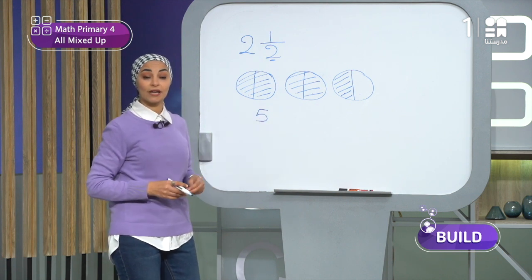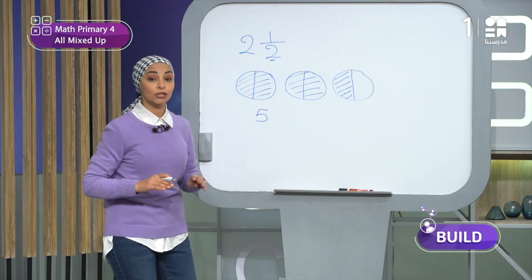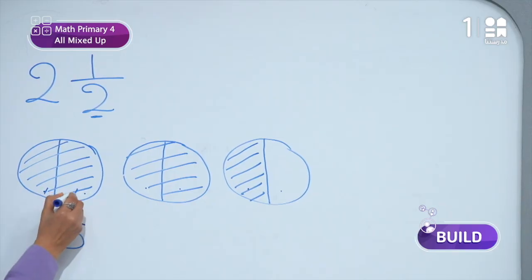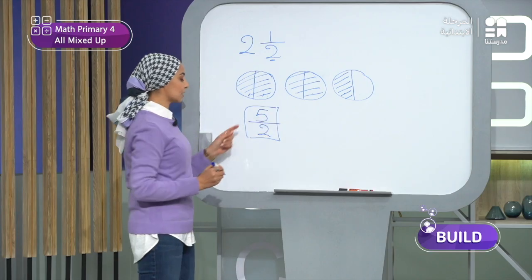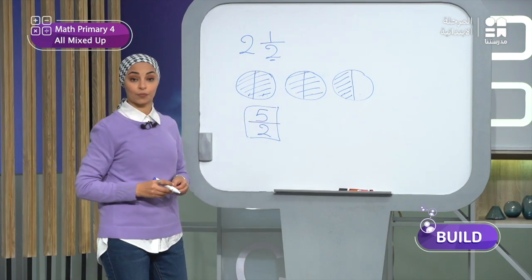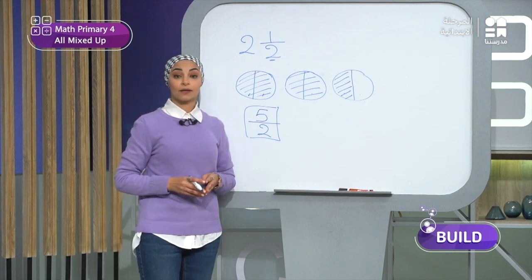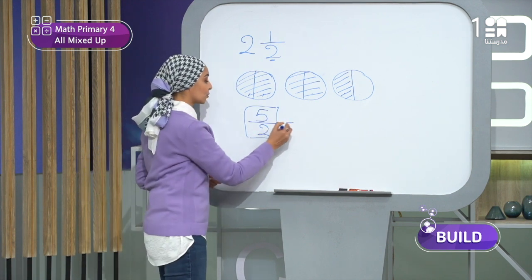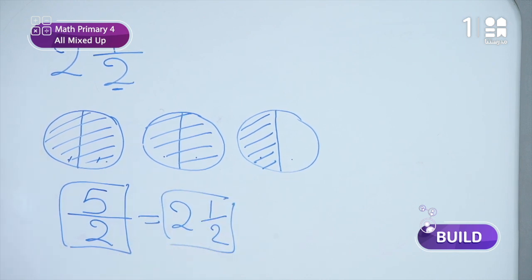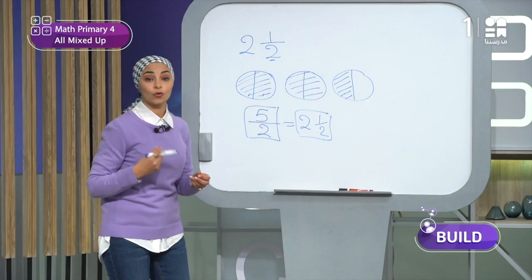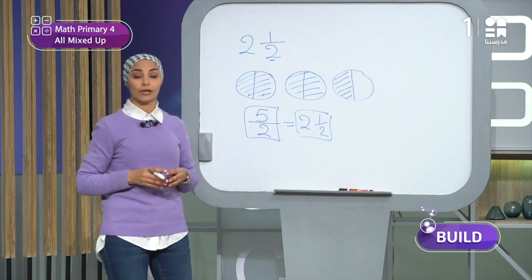What about the denominator? The denominator will not change. So my denominator is only 2 parts. So here the fraction is 5 over 2. What does this mean? It means that 2 and a half equals 5 over 2. And they are both equivalent or equal.